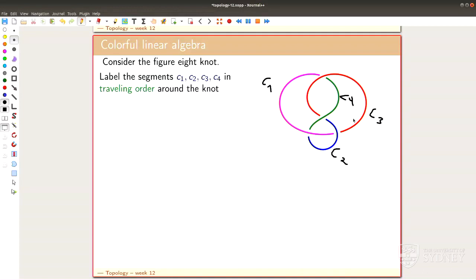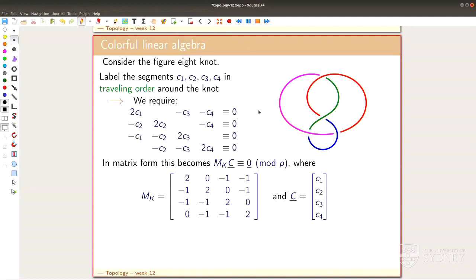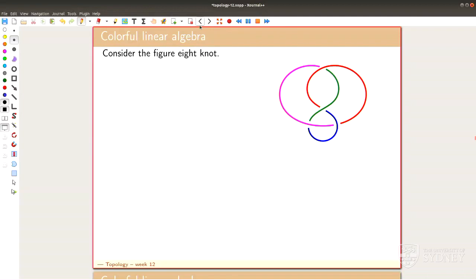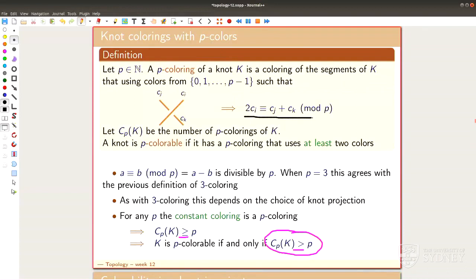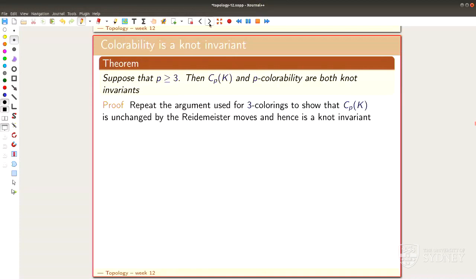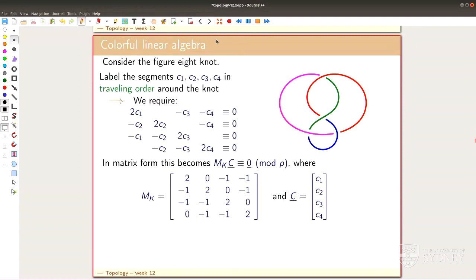that do the following. Around each crossing, we want this condition, because that's exactly what we had here. I just put the j and the k on the other side. So it's 2ci minus cj minus ck is 0 modulo p, divisible by p. And we just write that in a matrix. A very, very exciting idea. First crossing, second crossing, third crossing, fourth crossing. Just a condition on the crossings. And each crossing will meet three of them, so each crossing gets one of those equations.